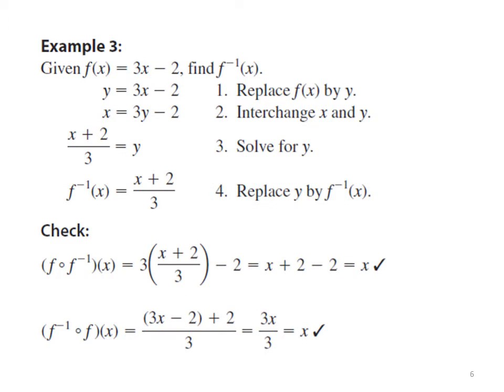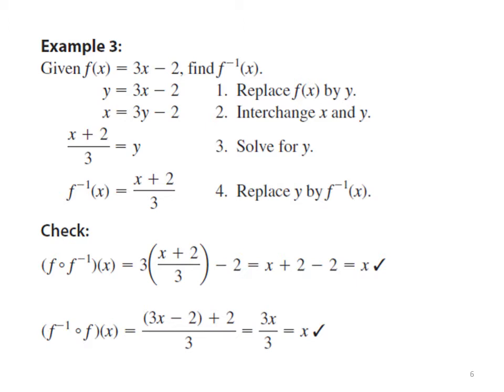Here is an example to find the inverse function. f of x equal 3x minus 2. We want to find the inverse. The first step is to replace f of x by y. So you have y equal 3x minus 2. Interchange x and y, so x equal 3y minus 2. Now solve for y. y is equal to (x plus 2) divided by 3. Replace y by f inverse of x. f inverse of x is equal to (x plus 2) divided by 3.